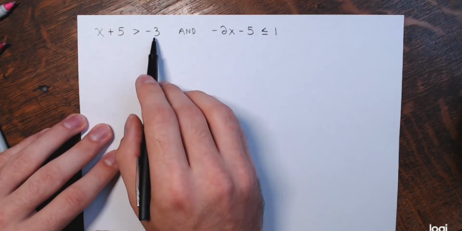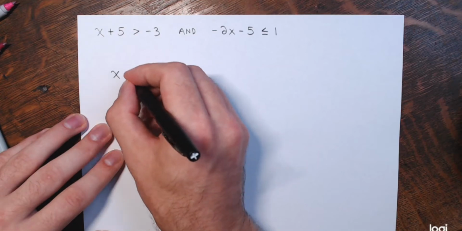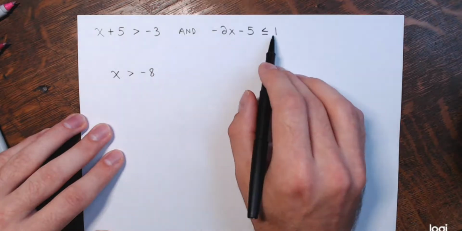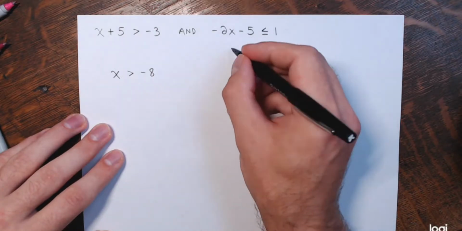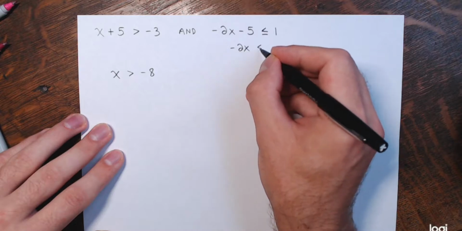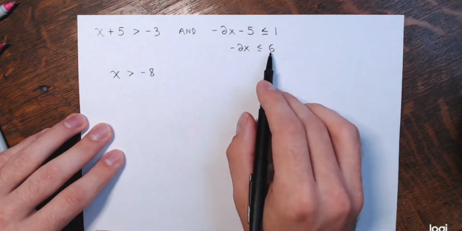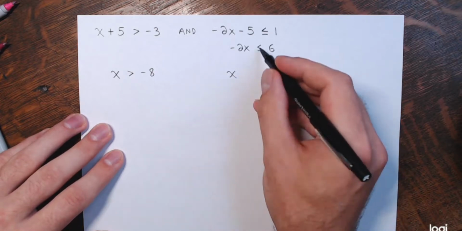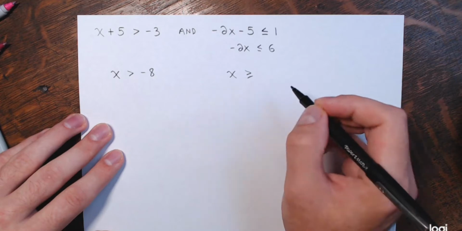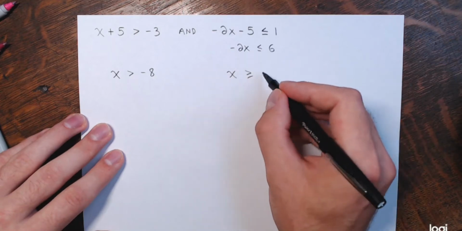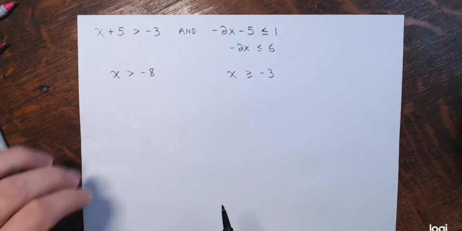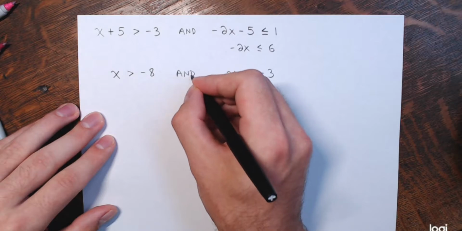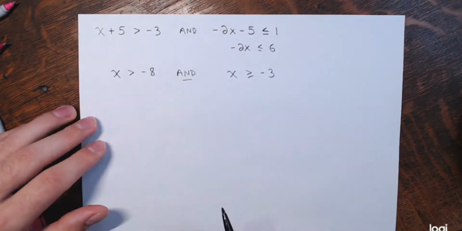First one's simple enough. I would just subtract 5. So x is greater than -3 minus 5, which is -8. In this second inequality, the first step is to add 5. We'd have -2x is less than or equal to 6. Then I would divide both sides by -2, which flips the symbol, since we're dividing by a negative number. So this becomes greater than or equal to, and 6 divided by -2 is -3. So I have x is greater than -8, and x is greater than or equal to -3.